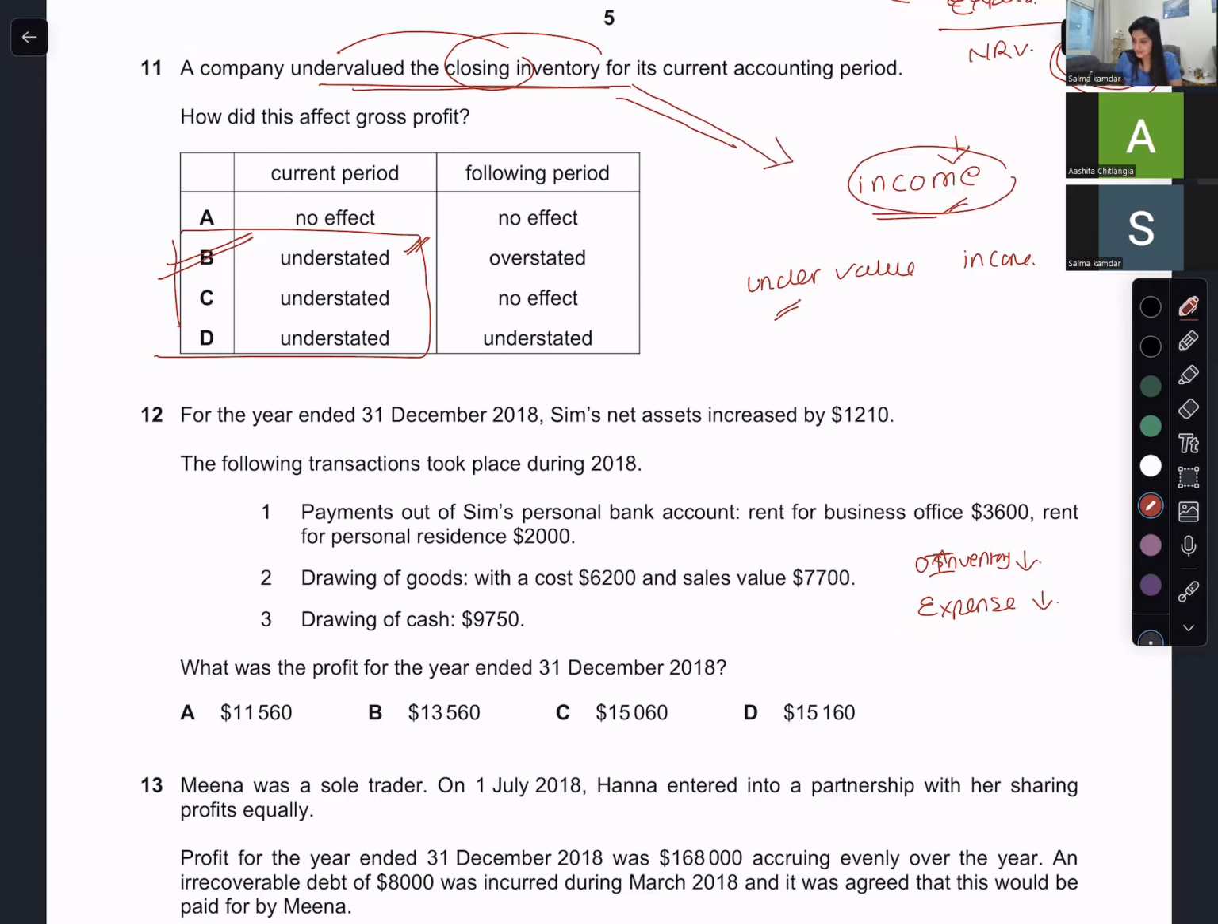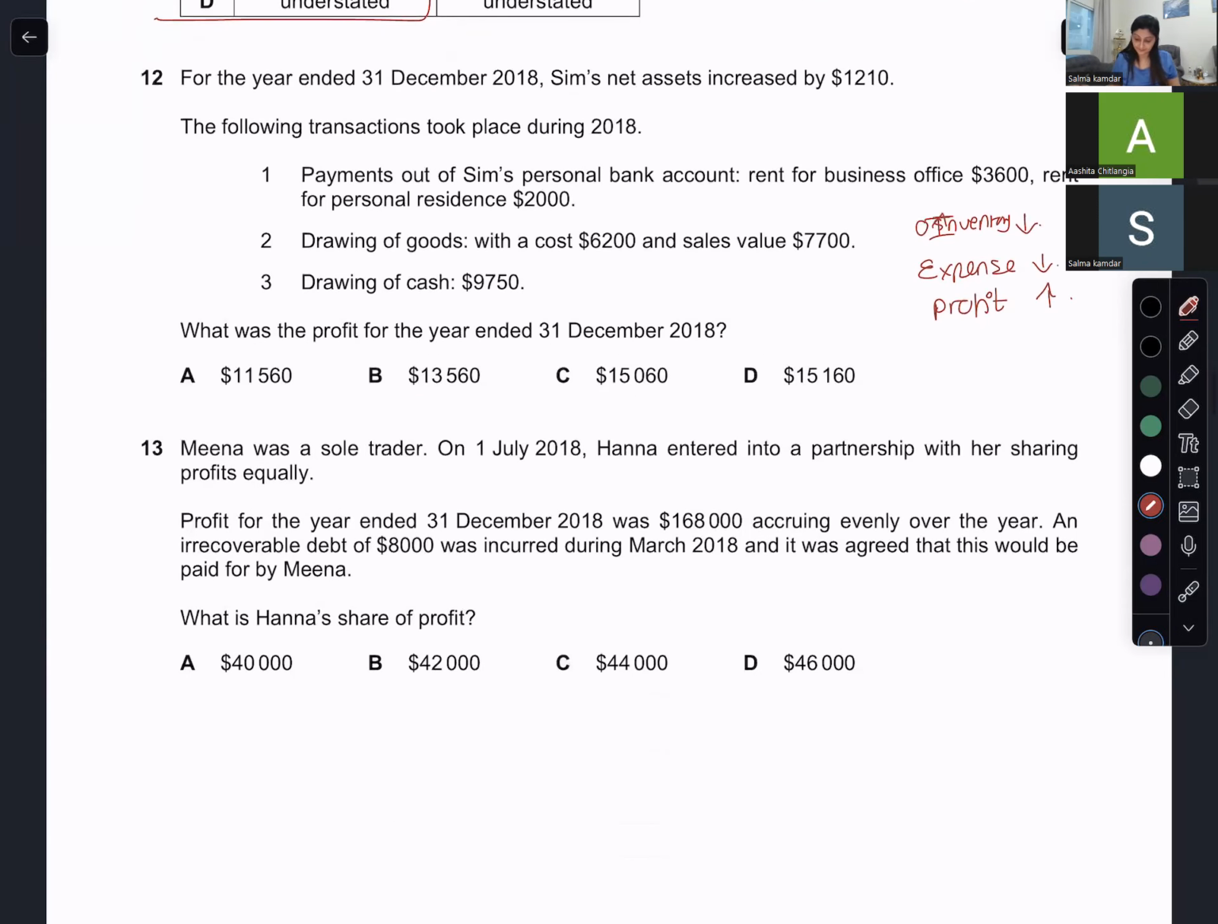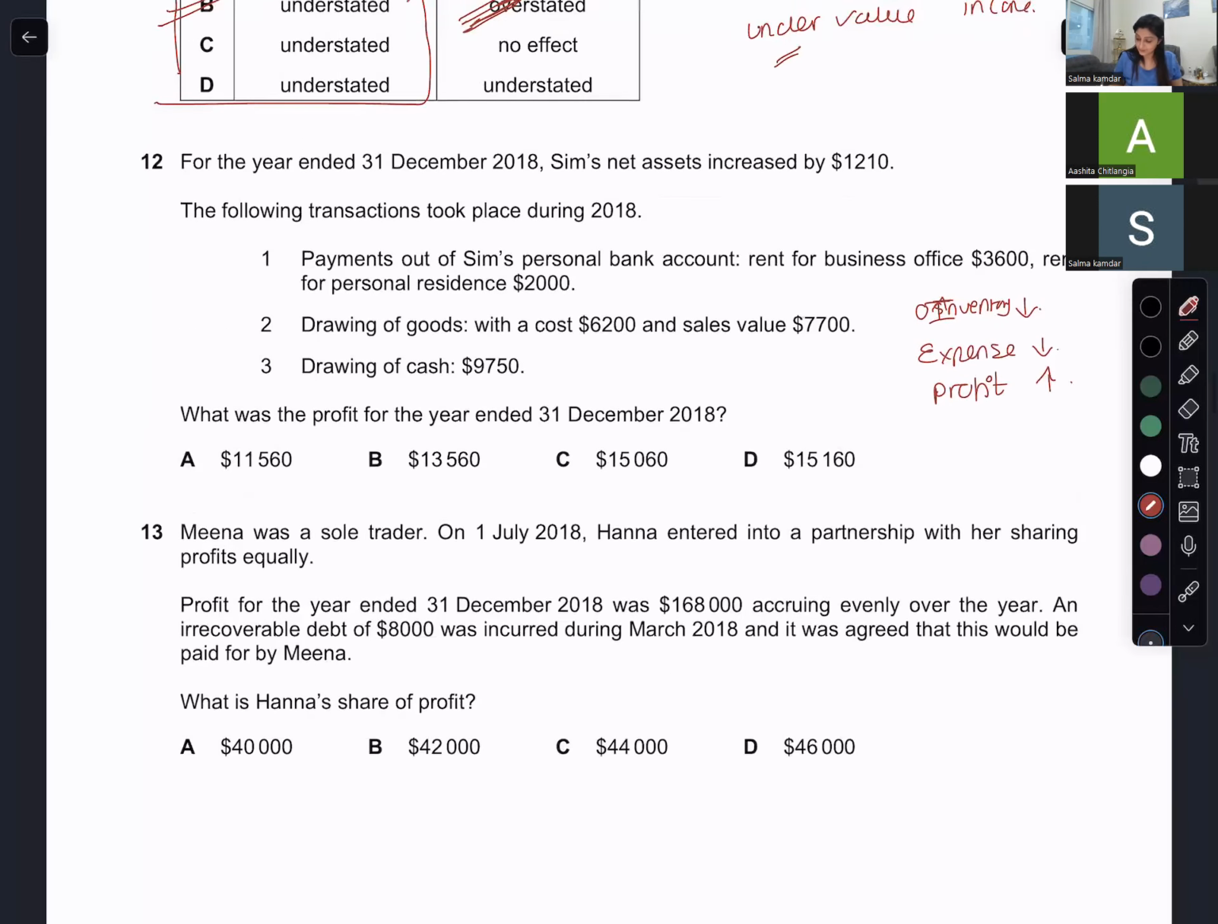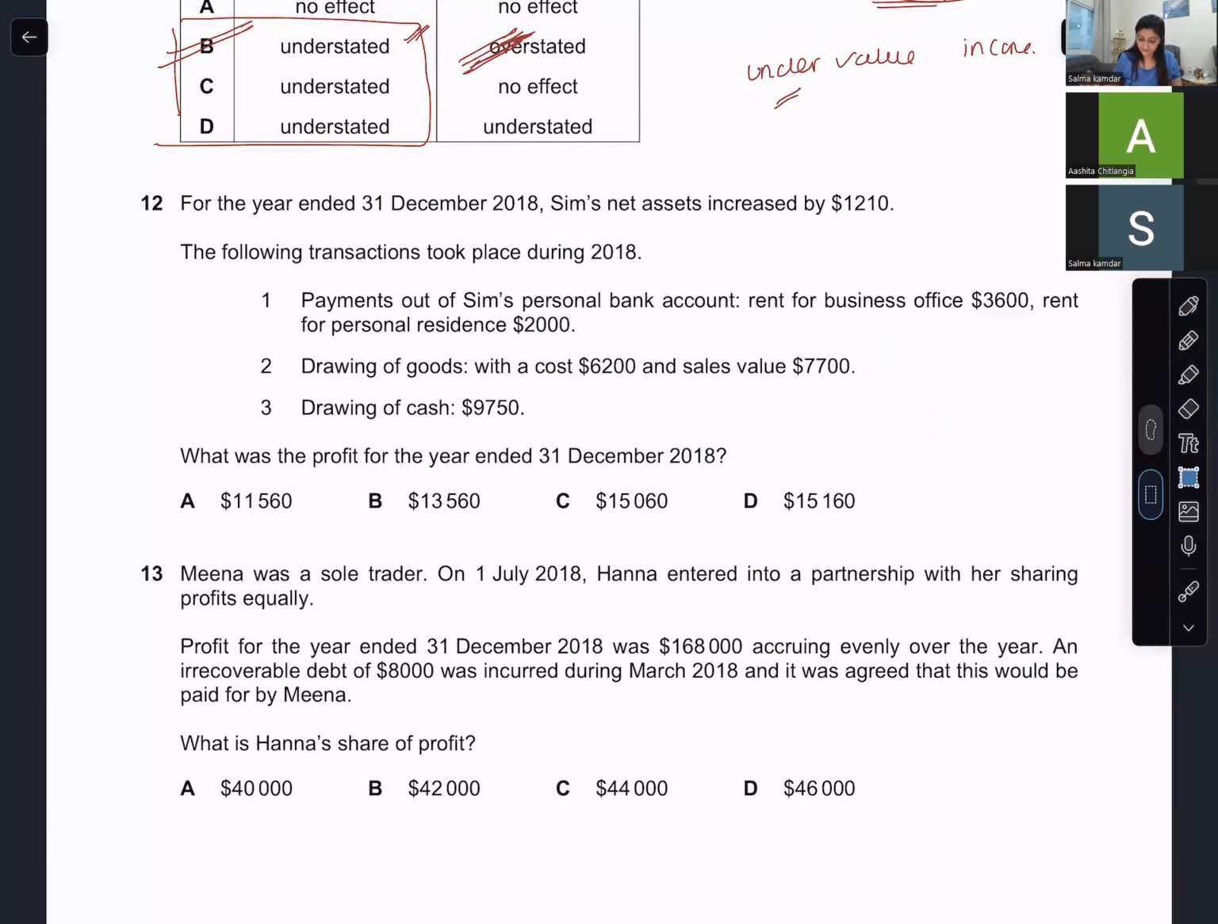Opening inventory is understated, so expense is understated. If expense is understated, then profit is overstated. So it would be 11B. You understood? Okay, now try the 12th and 13th. I will pause the video and then you explain.